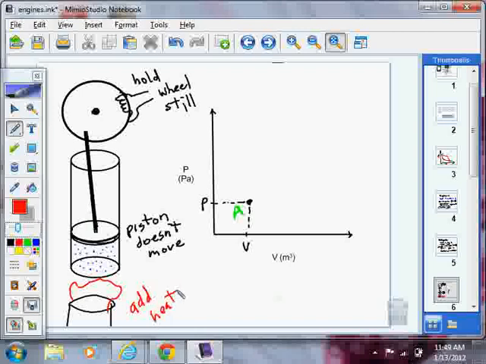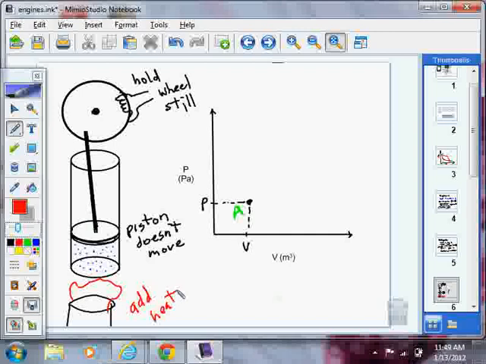And if we add heat, but we don't let the piston go up, we hold that piston still, what's going to end up happening to that gas on the inside? First of all, what kind of process are we going to be dealing with? Think about yesterday, we learned about those 4 structural processes. Steven, what kind of process are we dealing with? Isochoric. Isochoric process.